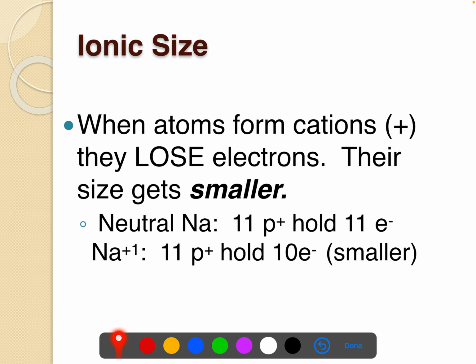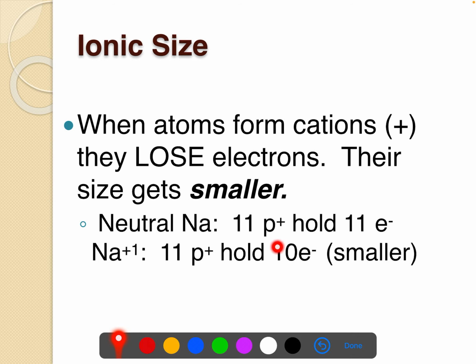The last thing I want to mention is ionic size. When atoms form cations, that's the name of a positive ion, they lose electrons. When you lose electrons, the size gets smaller. It's pretty obvious as to what's going to happen. So if you have neutral sodium, when you lose an electron, the atom is going to get smaller. So sodium has 11 protons, 11 electrons. When you lose the electron, the atom gets smaller.